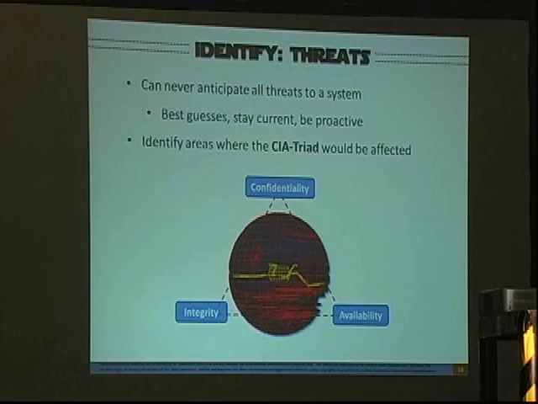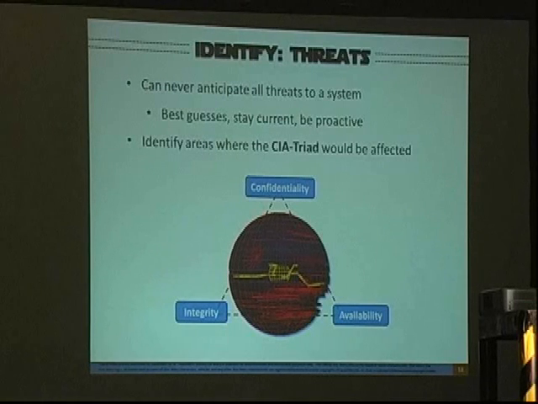Basic information security 101 kind of concept. So CIA stands for confidentiality, availability, and integrity. When you're looking at your system, think, okay, where in my system is confidentiality important? Am I storing something that other people wouldn't want to see? Passwords, credit cards, phone numbers, social security, what have you. How can that confidentiality be compromised?